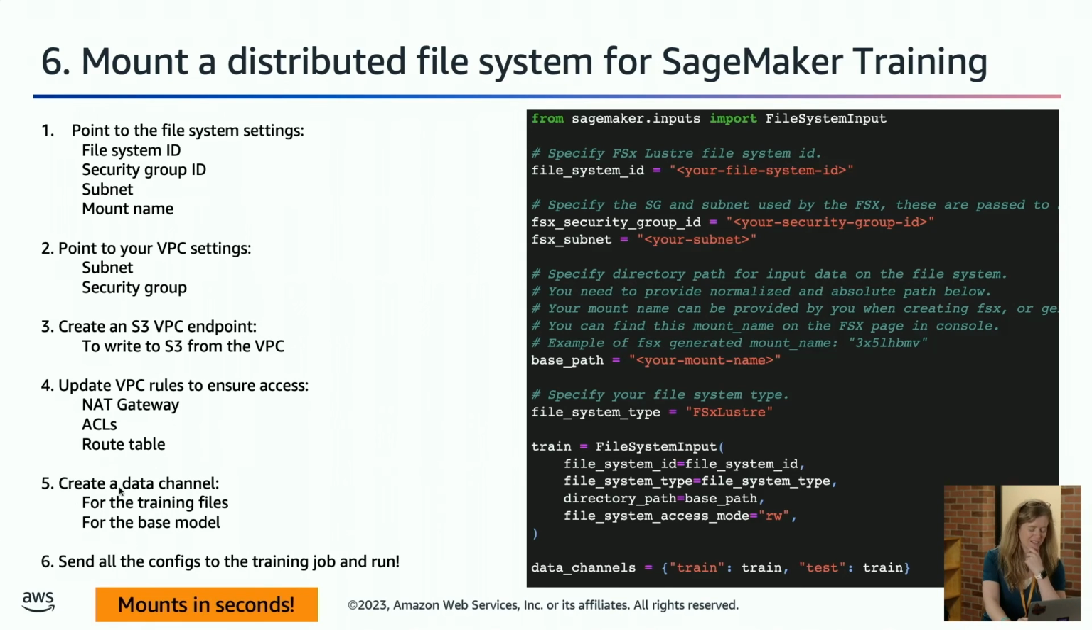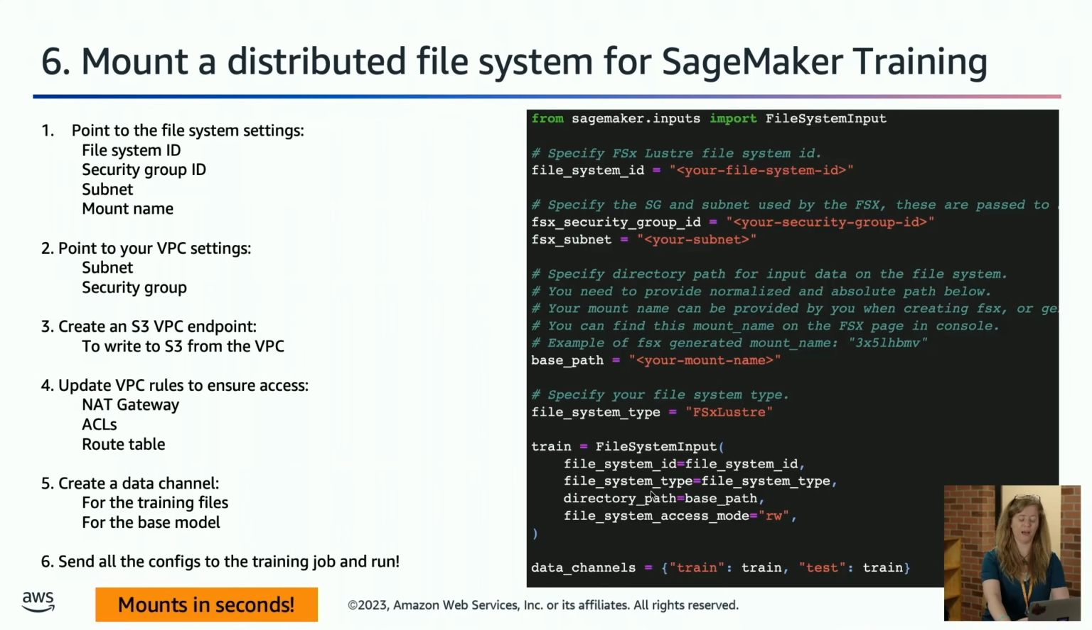So then we create a data channel. And we're going to create data channels that point to, again, our training files, actually. So a training channel, so here, for example, in this little SageMaker screenshot, we have a data channel, and we're creating two. So one is literally called train, and the other is literally called test. And so that's two data channels. In this case, they're both actually pointing to this file system ID. So they're pointing to this Lustre file system ID.